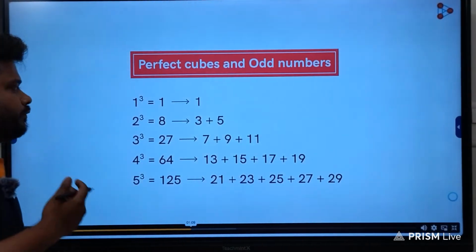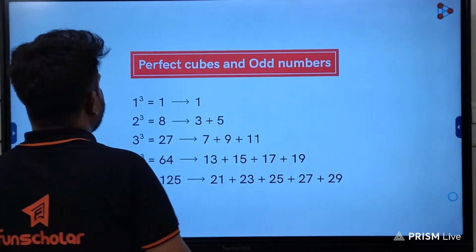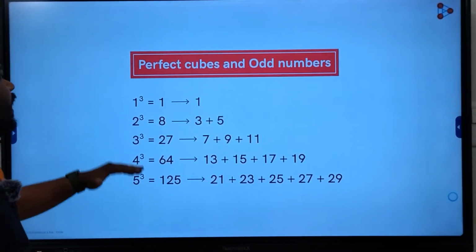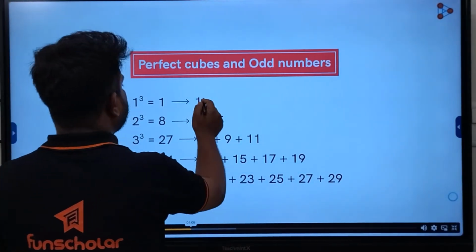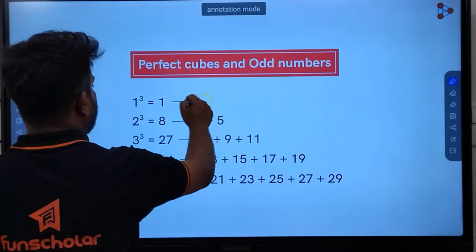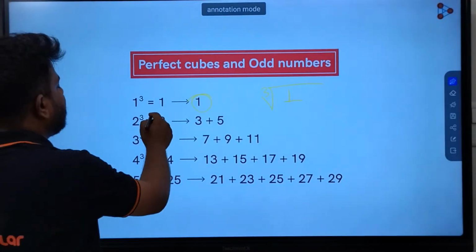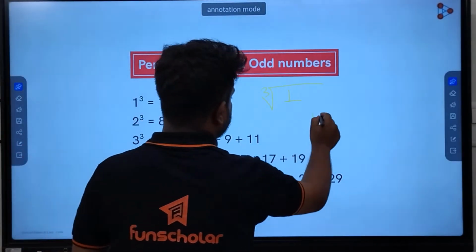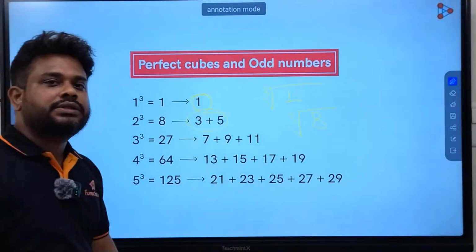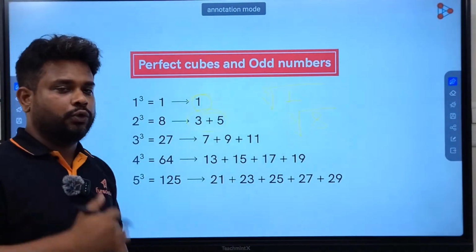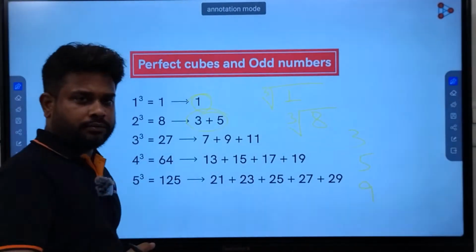So this one was a quick video on how perfect cubes can be found. That is, we can find the perfect cube of any natural number starting from 1. Like 1 is a perfect cube because 1 has a cube root. Just like 8 is a perfect cube because 8 also has a cube root, that is 2. But not all numbers are perfect cubes because they don't have a cube root, like 3, 5, 9.